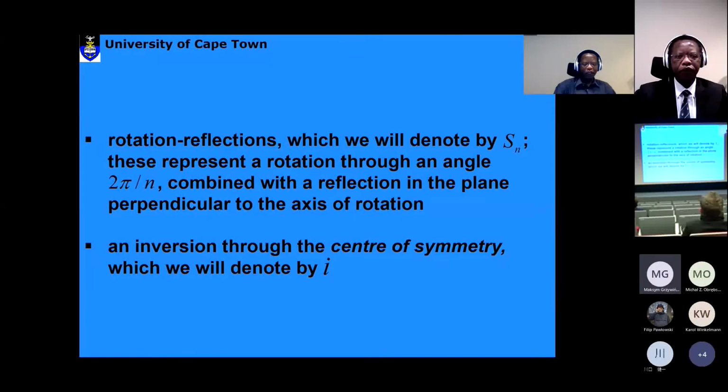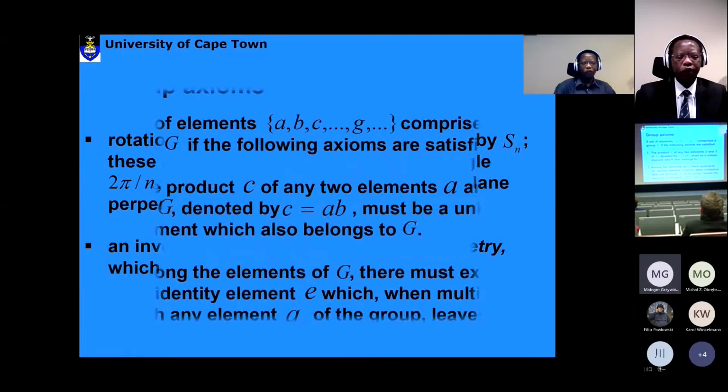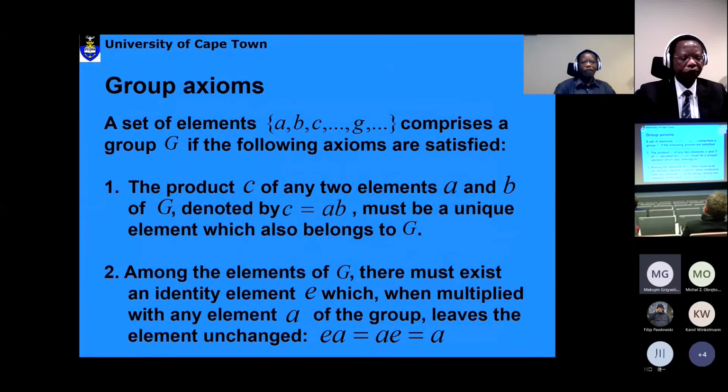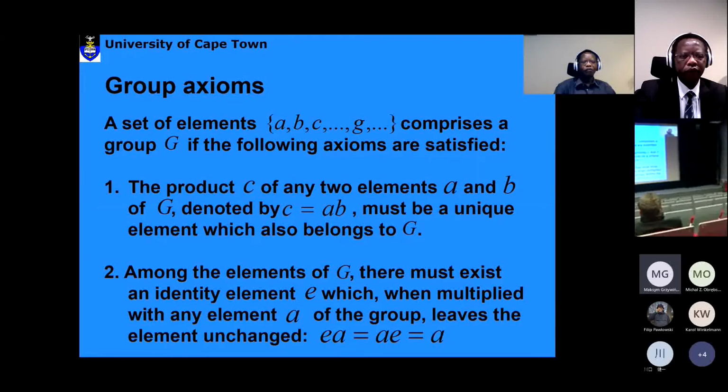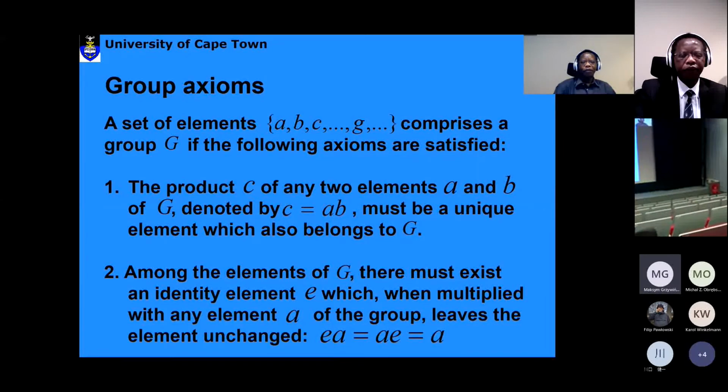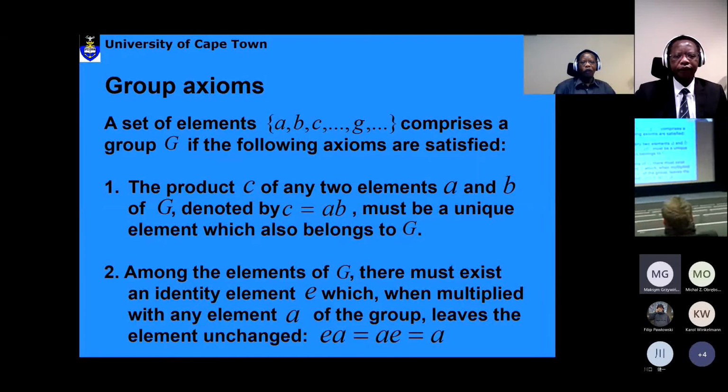Let us next consider the concept of a group. A set of elements A, B, C through G comprises a group G if the following axioms are satisfied. The product C of any two elements A and B of G, denoted by C = AB, must be a unique element which also belongs to G.